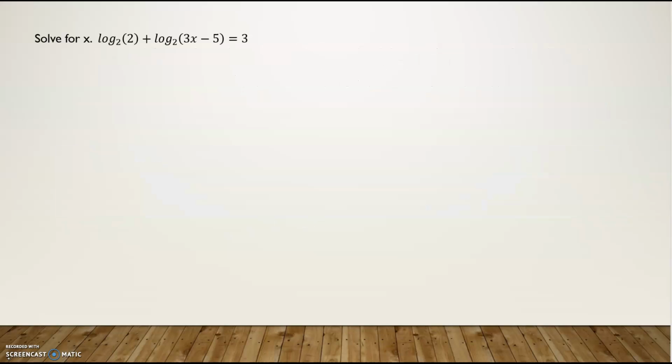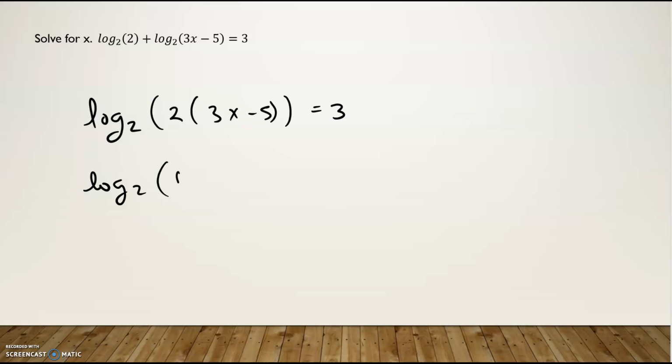Okay, so if we look at this one right here, the first thing I'm going to do is try to combine them. So I have a log of base 2, so I can combine them. They have the same base. And there's a plus sign between them, so this is going to be log of base 2 of 2 times 3x minus 5 is equal to 3. So that's log of base 2 of 6x minus 10 is equal to 3.